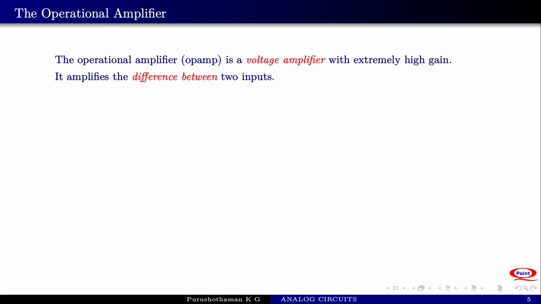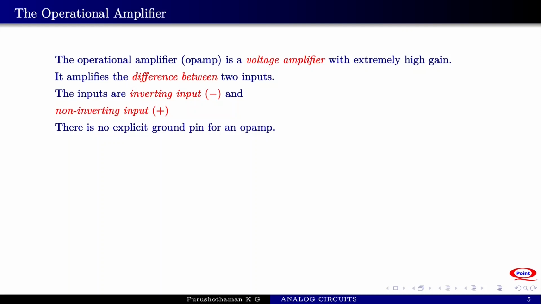It amplifies the difference between two inputs rather than a single input. The inputs are the inverting input marked minus and the non-inverting input marked plus. An operational amplifier is an integrated circuit which has two input leads, the inverting input and the non-inverting input. There is no explicit ground pin for an operational amplifier. Ground reference is established externally by the power supply common.